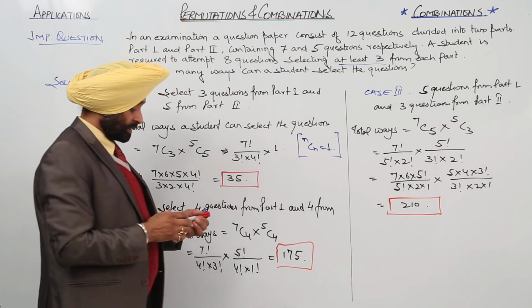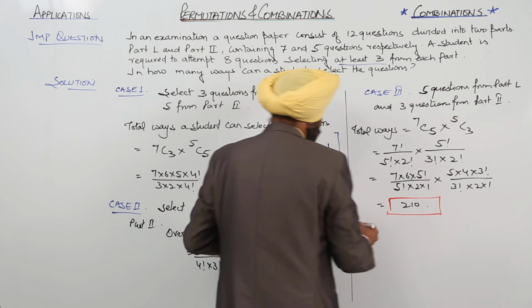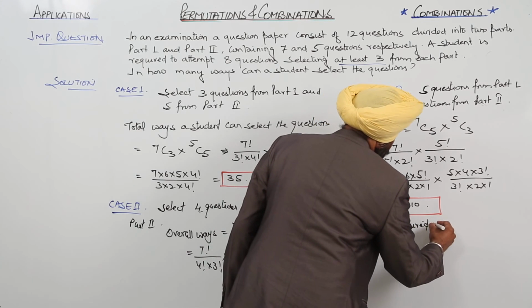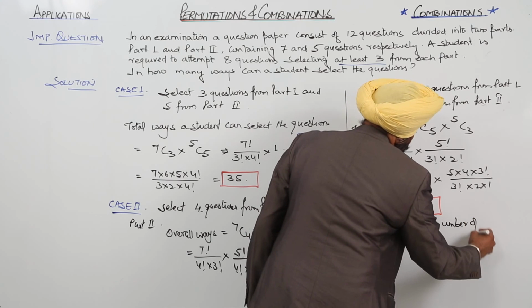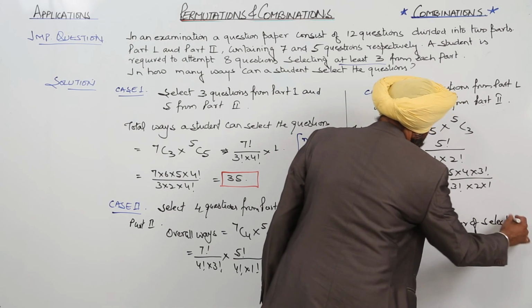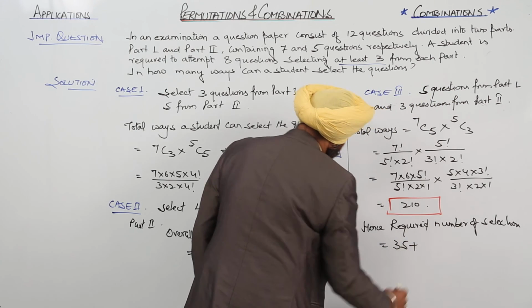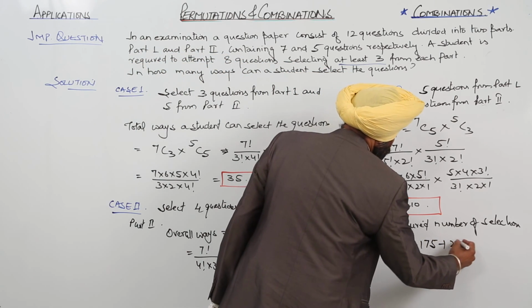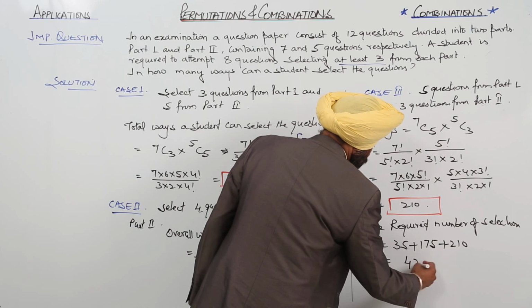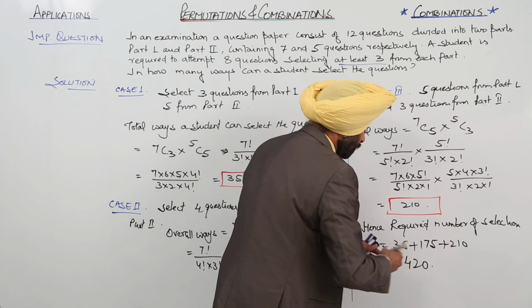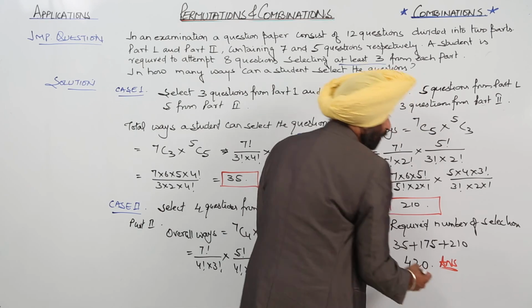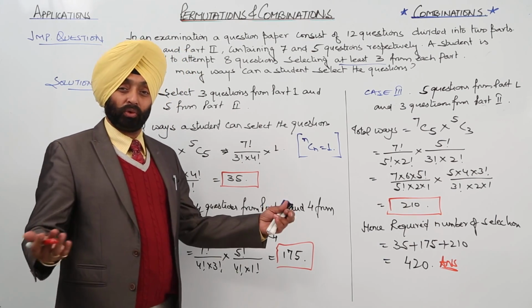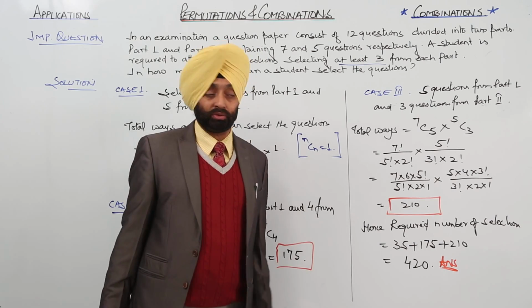So from all 3 cases, case 1, 2 and 3, the required number of selections is equal to 35 for case 1, 175 for case 2 and 210 for case 3. So the total is 420. Now look, just think: it was only given that you have to attempt at least 3 from each part, and then how many ways of selection are there. Don't think that it is just 3 or 4 ways; there are 420 ways to do such a question.